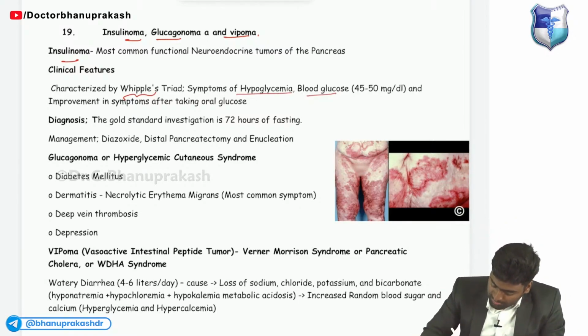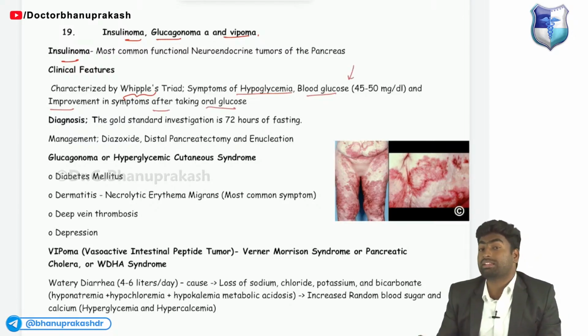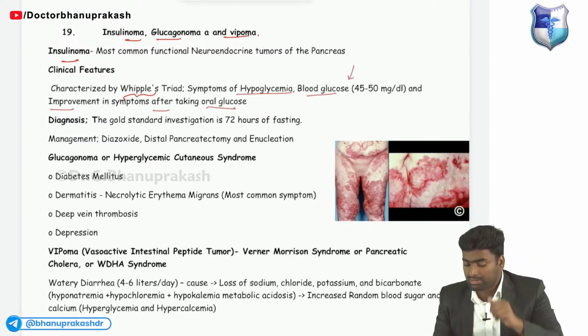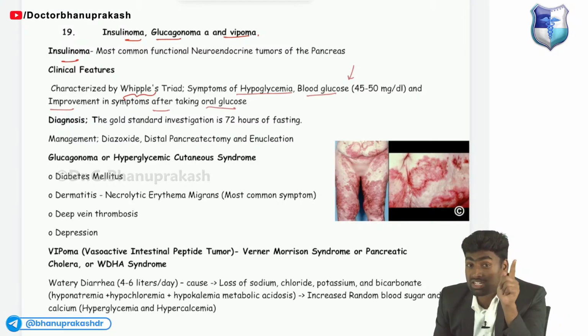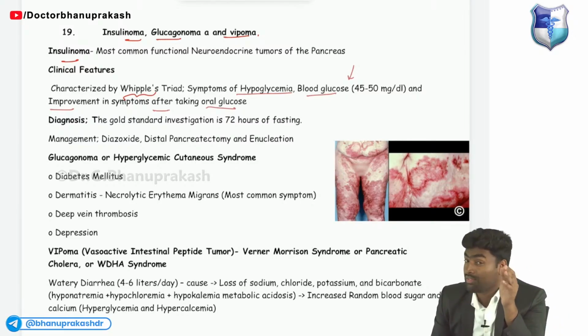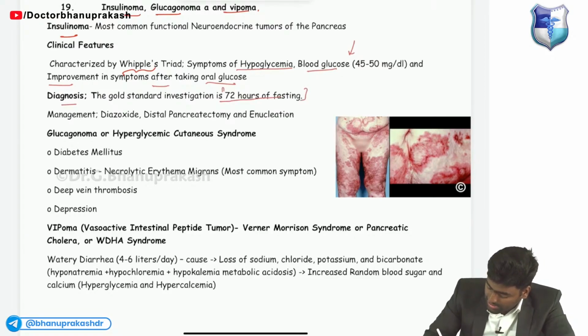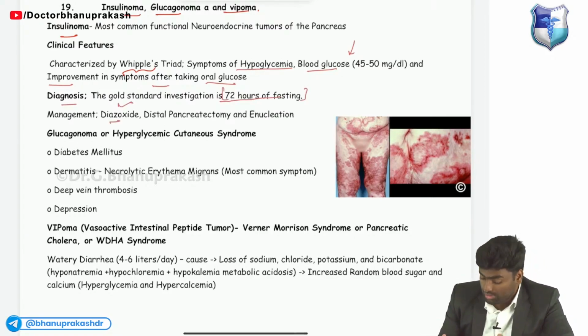Okay, the improvement of symptoms after taking the glucose, and then the blood glucose level will be at the level of hypoglycemia. So there are symptoms of hypoglycemia, and the actual blood glucose level is low, and along with this there is an improvement in symptoms after taking oral glucose. Fine. And next, the diagnosis: we can do a fasting levels test. Fine. And for management, we can use diazoxide, and along with this, we need to give hydration.